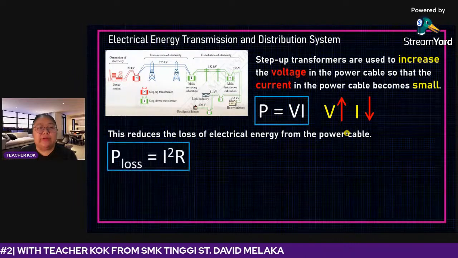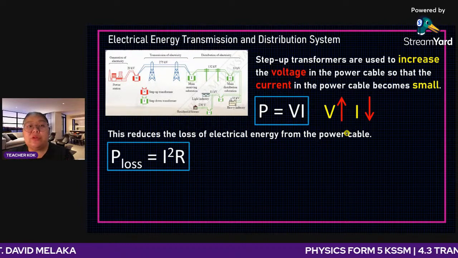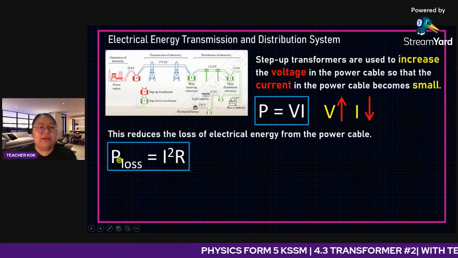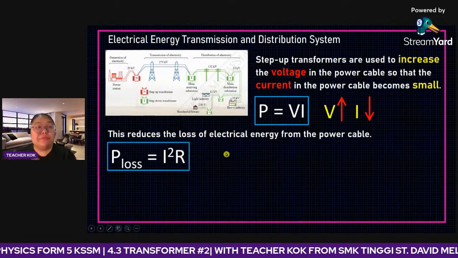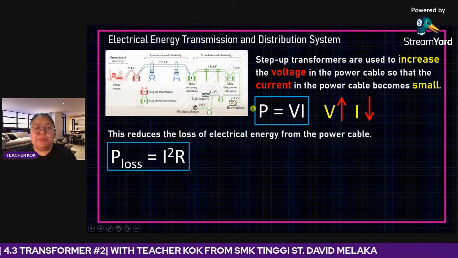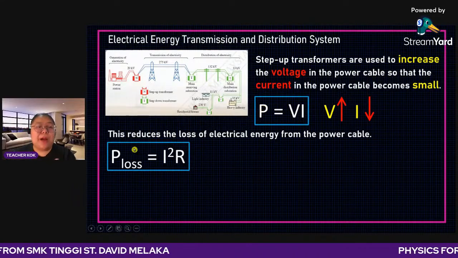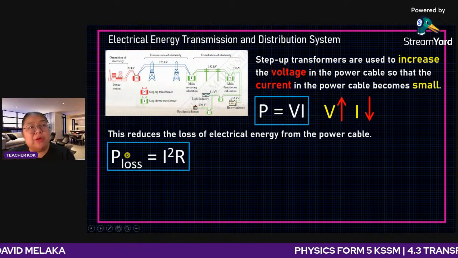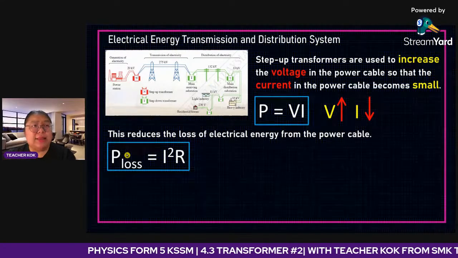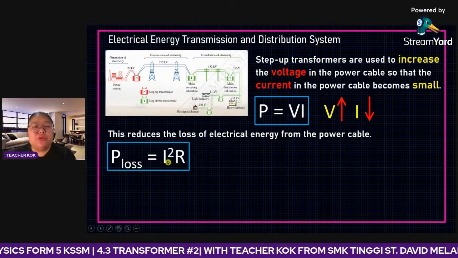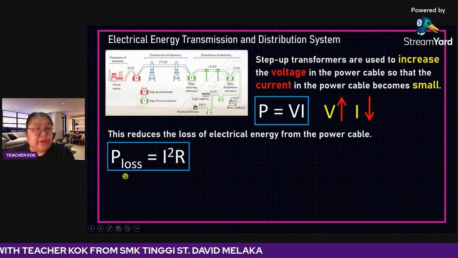So from this, we create one formula used only for power loss, only for this transmission cable. The formula is power loss equals I squared R. Don't misunderstand. This power loss and P equals VI are different. P equals VI is the power input. Power loss is when you send, the power will be lost along the cable. So from here, we need to reduce it. Either you reduce the I, or you reduce the R. Then you can reduce the power loss.